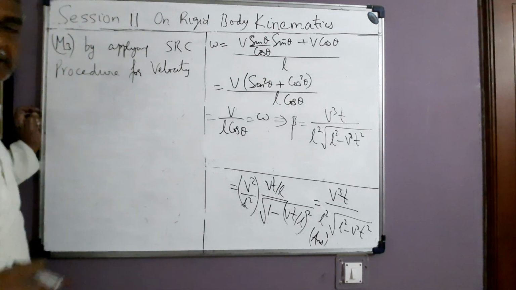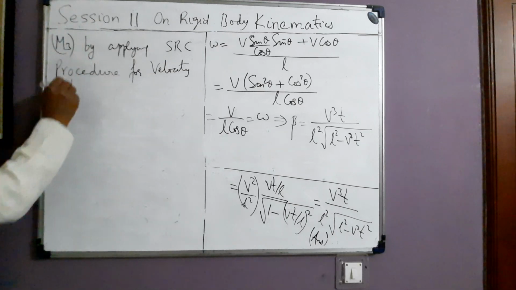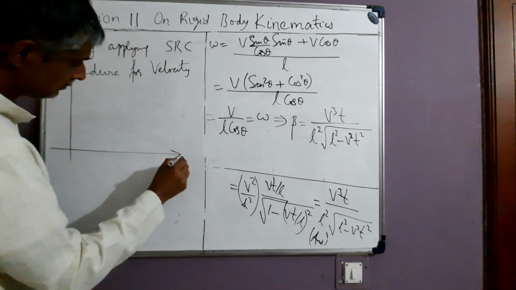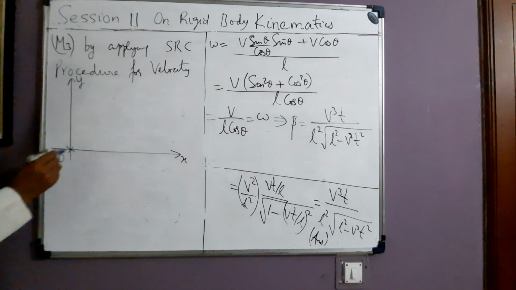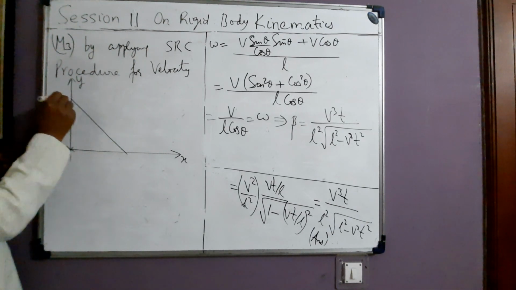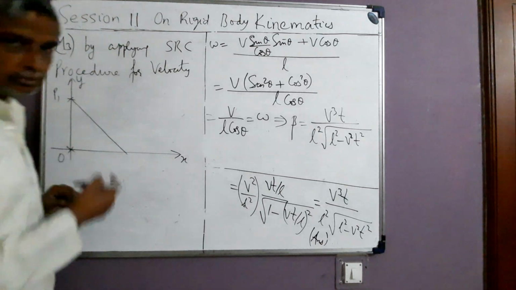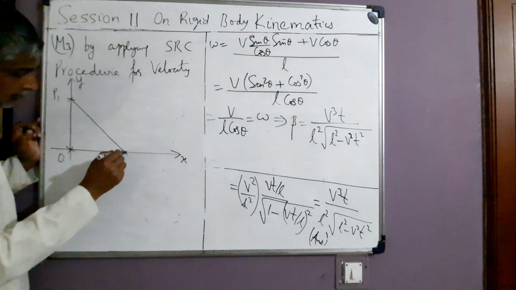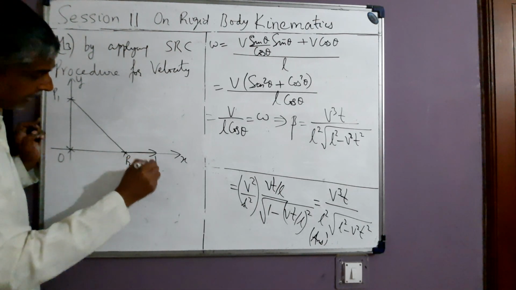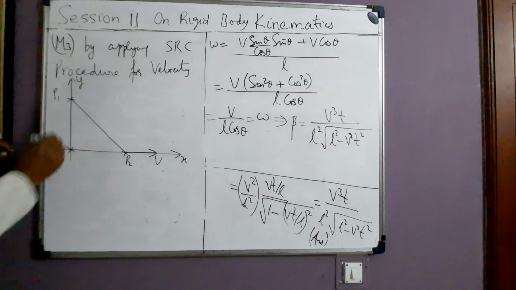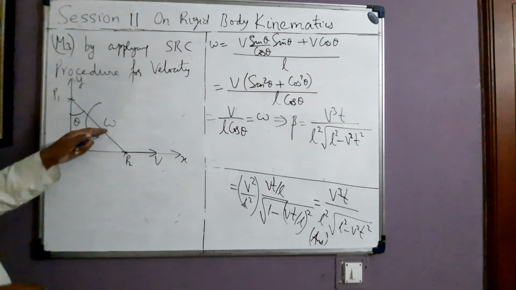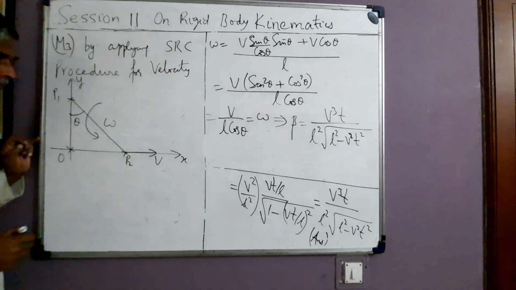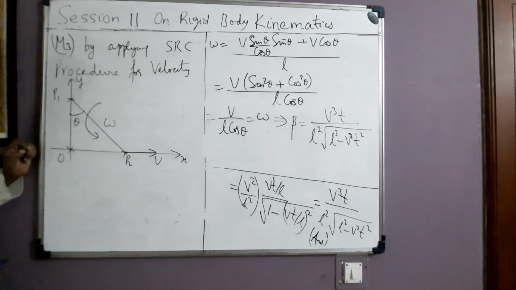To solve method 3, I draw the diagram of the rod at time t. At time t it is something like this, as was shown in method 1 and method 2. P2 is moving rightward at a constant speed v. This angle is theta, and the rod is rotating at angular speed omega at time t. The length of the rod is L.